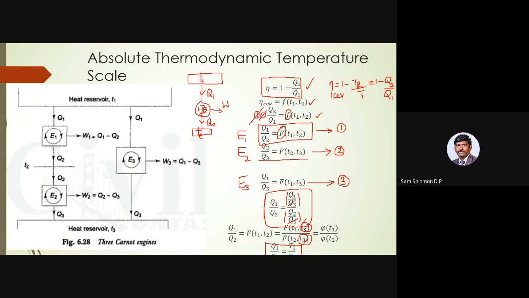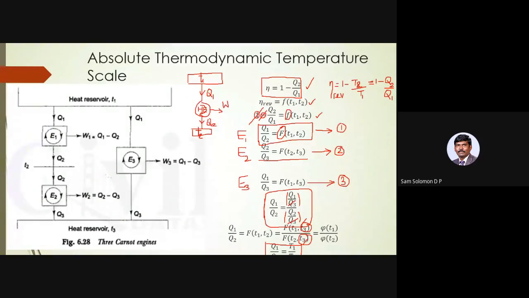It is not dependent on volume. It is not dependent on any property at all. It is simply dependent on the heat supplied and the heat rejected. It is simply dependent on heat transfer alone. Okay, so that is the beauty, or that is the significance of your absolute thermodynamic temperature scale. And this result is very, very important. Q1 by Q2 equal to T1 by T2, which we will be using later on also. And this particular relation will help in problem solving also.